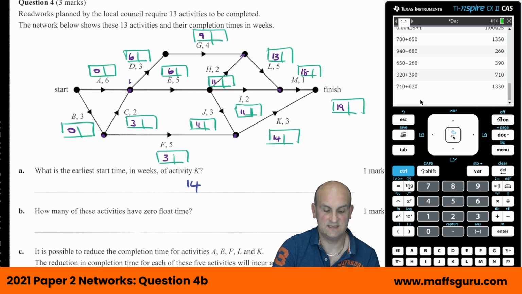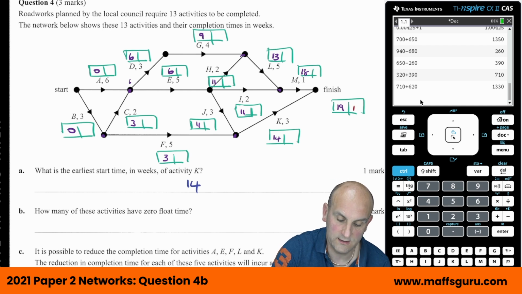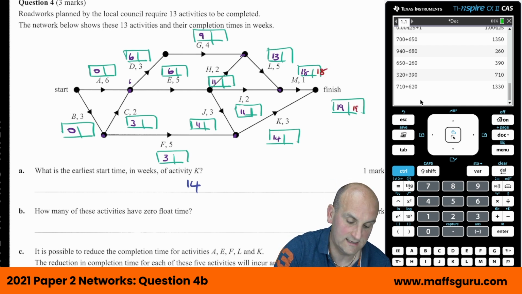How many of these activities have a 0 float time? So again, what I did was I reversed the process. And when I did it, I got 19, I got 18 there, I got 13 there, I got 9, 6, 0, 1, 4, 11, 18, 11, 16, and 16.